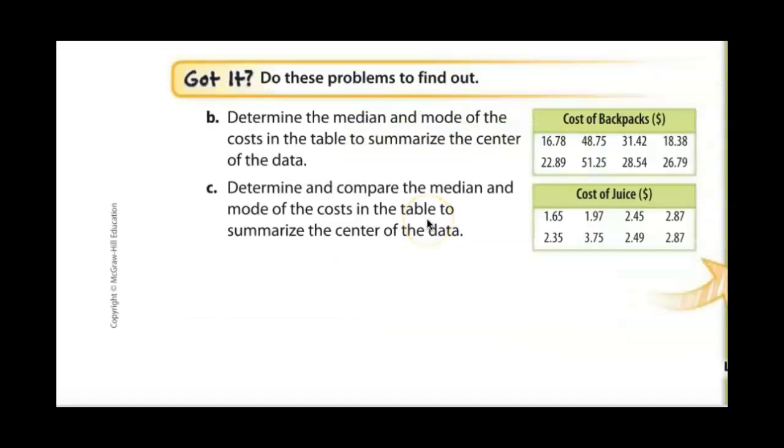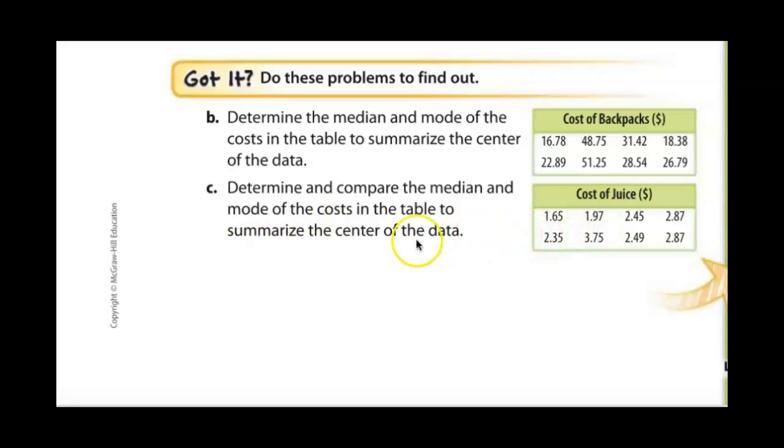Okay, we're going to do one more example together. This time we're going to be using data that's actually an even number to practice finding what is in the middle of all of those numbers. We're going to do C, the cost of juice chart, determine and compare the median and the mode of the cost in the table, summarize the center of the data. Okay, so first thing we're going to do is put this in order from least to greatest.